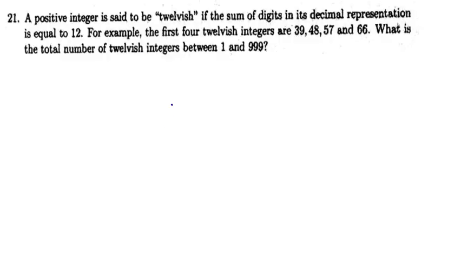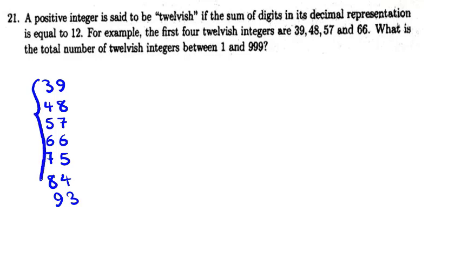Okay, so if we consider, the first one is 39 because we need 2 digits at least, and if you place 2 here, 29 has sum of digits 11. So the first number is 39, and let's consider the 2-digit numbers. 48, 57, the tens digit decreases by 1, 66, 75, 84, 93, finished. 2-digit numbers.